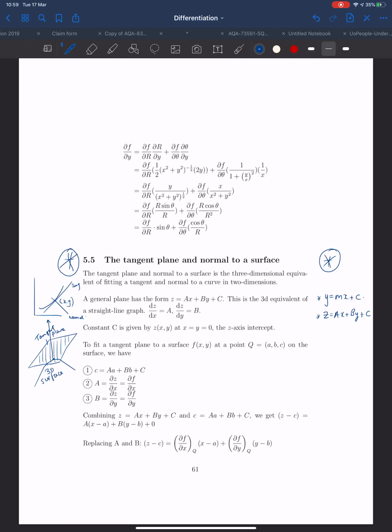dz/dx, that should be curly d. You've got to use curly d's. Some of my colleagues are very, and so am I, very strict about this. So if we're going to differentiate this one, y is a constant and that's a constant, so partially differentiating z with respect to x gives us a. Partially differentiating z with respect to y gives us b. The constant c is given by z, the z-axis intercept.